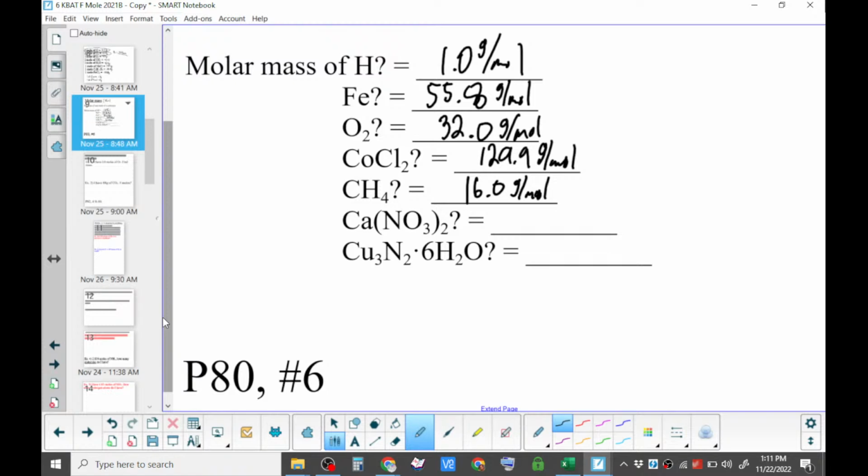Calcium nitrate, a bit more of a challenge. Let's see if Eshwan. Calcium nitrate.